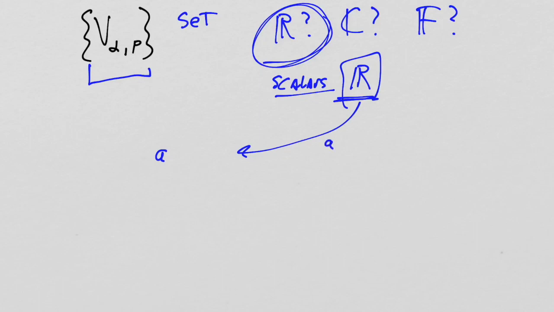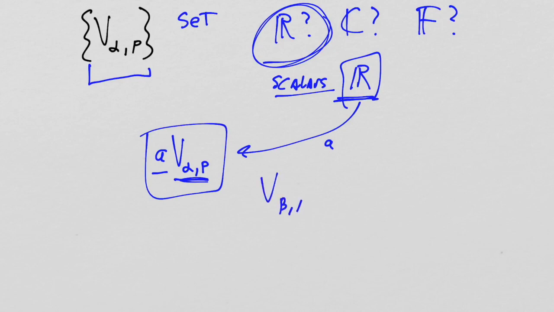So if that member is A, I have to know that I can define this thing. I can define A scalar multiplied by a member of the set, a directional derivative, and this thing had better be a directional derivative also, the directional derivative of some curve. That means that there's another member of the set, V beta P, which equals A V alpha of P. So I have to show that.